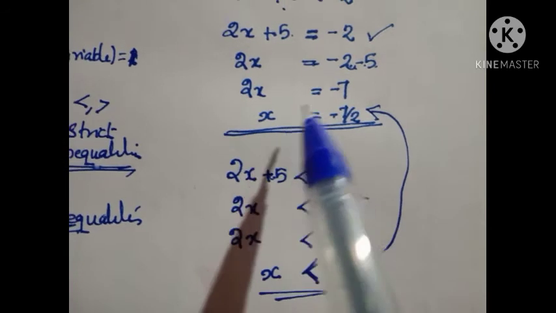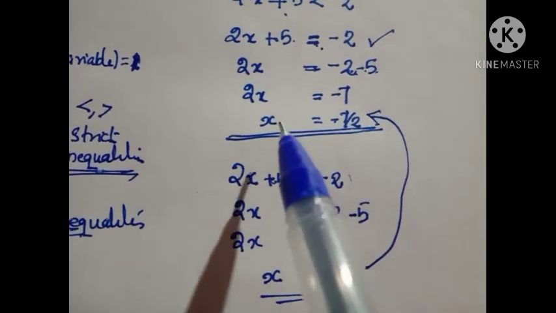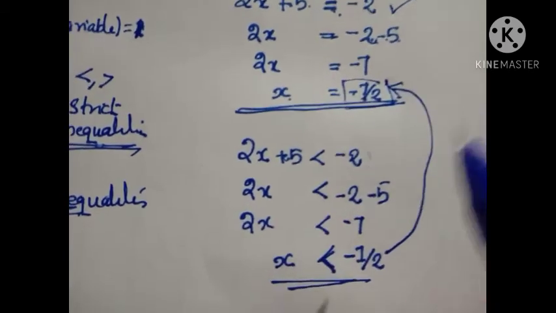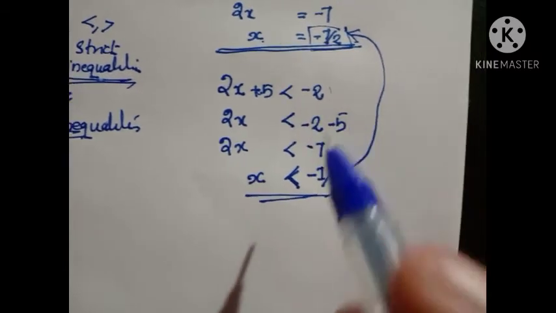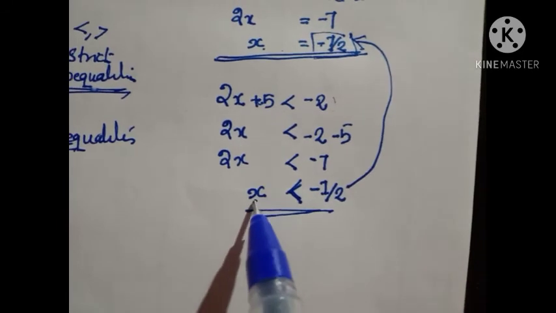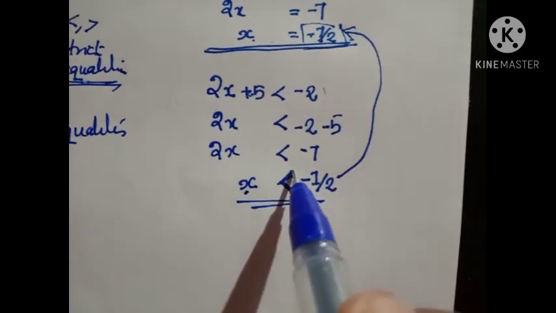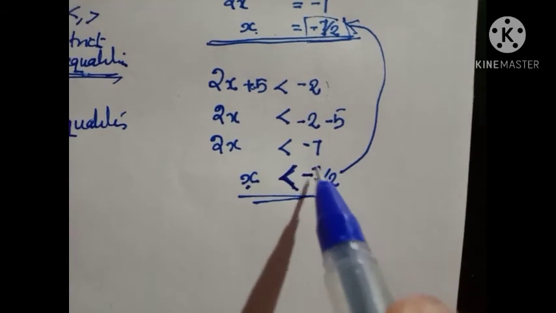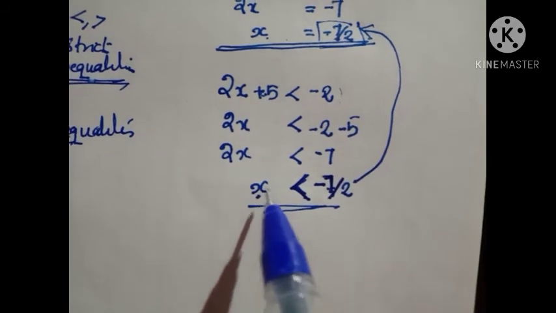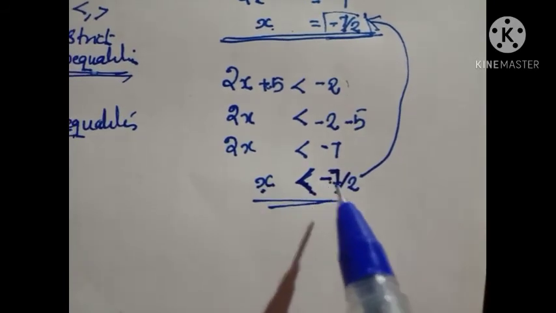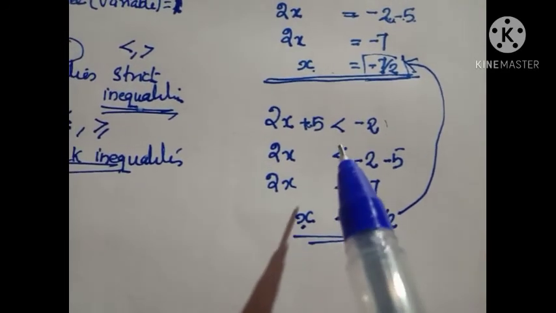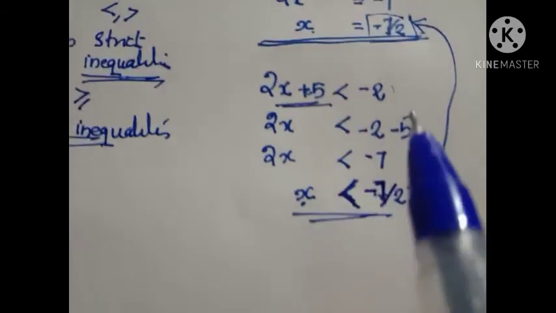So the difference is that in the case of equation, there is one and only one solution, that is minus 7 by 2. At the same time, in the case of inequality, we can say that there are infinite number of solutions, because x is less than minus 7 by 2 means we can take any value of x which is less than minus 7 by 2. Okay. So in this manner we can solve any linear inequality in one variable.